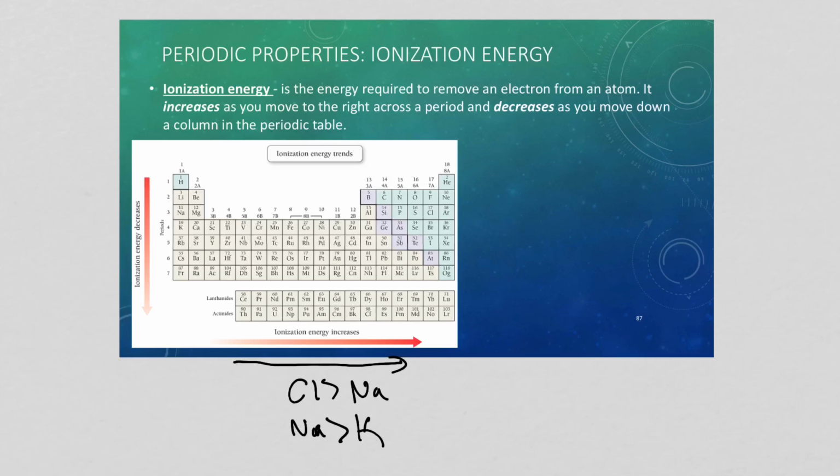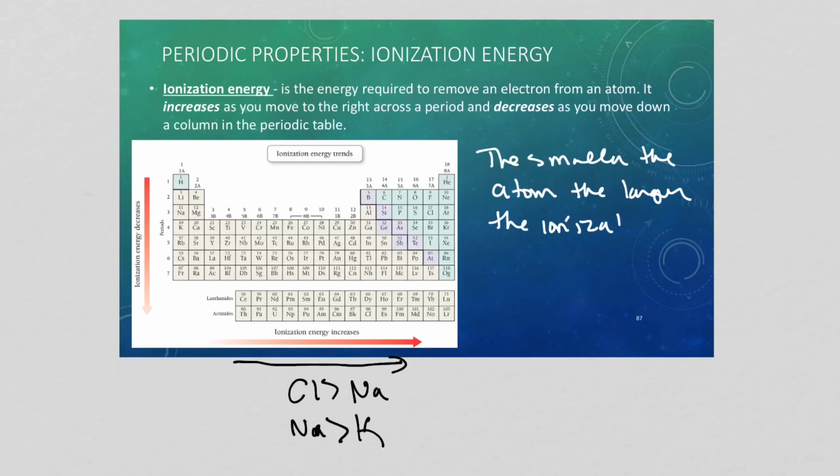Now, the easiest way to think about this trend is to think about how it relates to size. So this trend is closely related to size, and what we can say is that the smaller the atom, the larger the ionization energies. And that's simply because if you have a small atom, the electrons are held more tightly to the nucleus. It's harder to pull them away. It's going to take more energy.